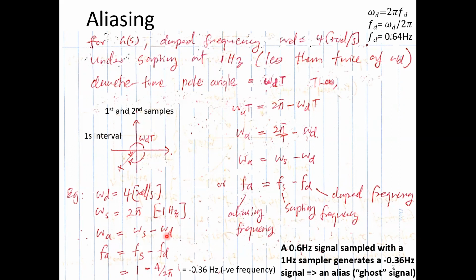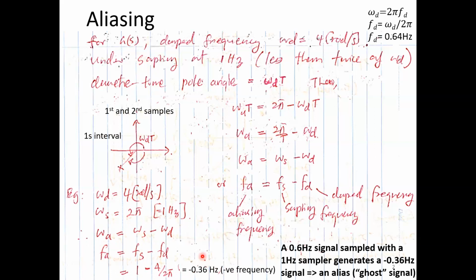If you work it out like that, a 4 radians per second signal sampled at 1 hertz, what's going to happen? So this is the result. Omega D is 4, omega S is 2 pi, because 1 hertz is 2 pi in radians. Every 1 second, it takes 2 pi. So omega A is equal to omega S minus omega D. And in cyclic frequency, it is Fs minus Fd, 1 minus 4 over 2 pi. That is negative 0.36 hertz.